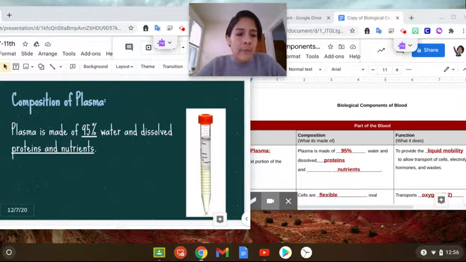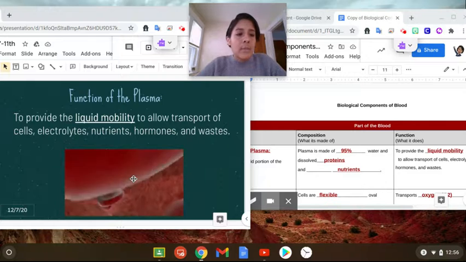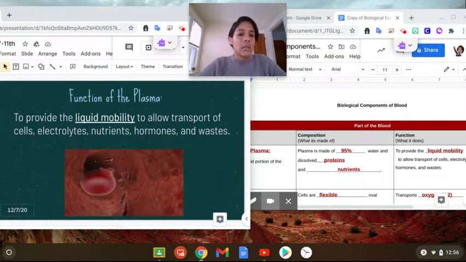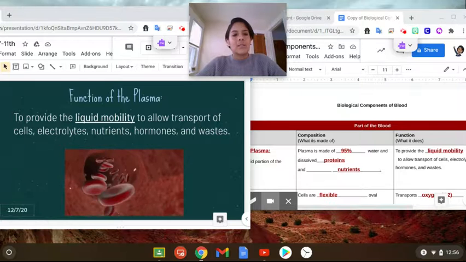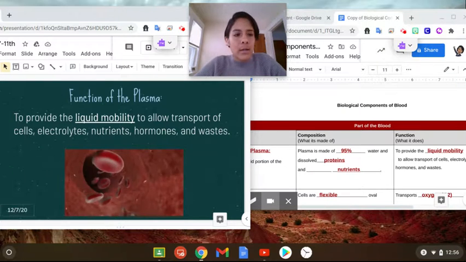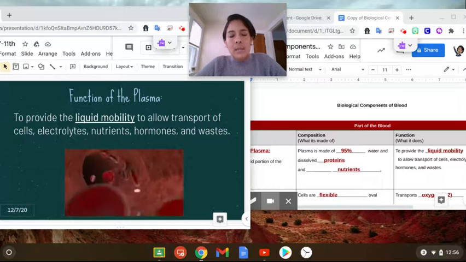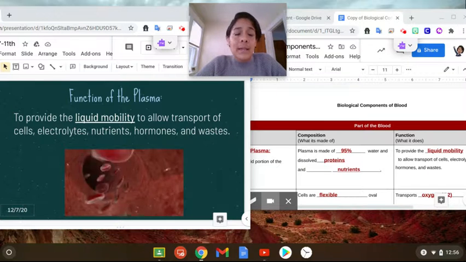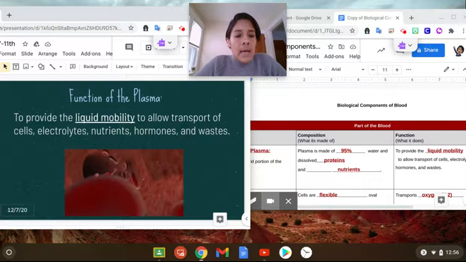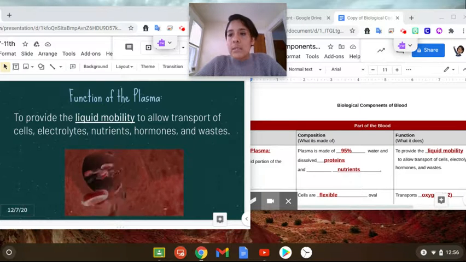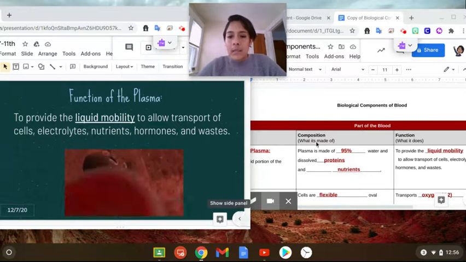So it looks like this. The plasma is made up of 95% water and dissolved proteins and nutrients. What dissolved means is that they're mixed in with the water component of the blood in the plasma. So that's how they're transported. And the function of the plasma is to provide the liquid mobility to allow transport of cells, electrolytes, nutrients, hormones, and waste products. So basically, the plasma allows the blood to be in a liquid state because it's made up of mostly water. And this liquid ability helps it to move through the body easily.